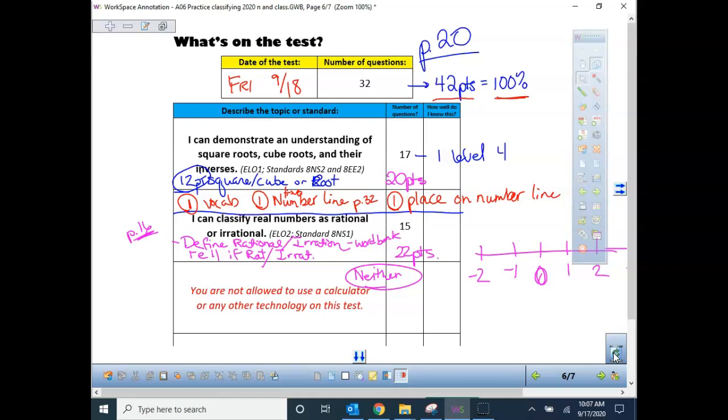15 questions, 22 points. Of those 22 points, I put over here page 16. Why did I put page 16? Because page 16 is where the notes are that you need to look at that definition. That's why we read through that today in class. Okay? This is where you're looking at the definitions.